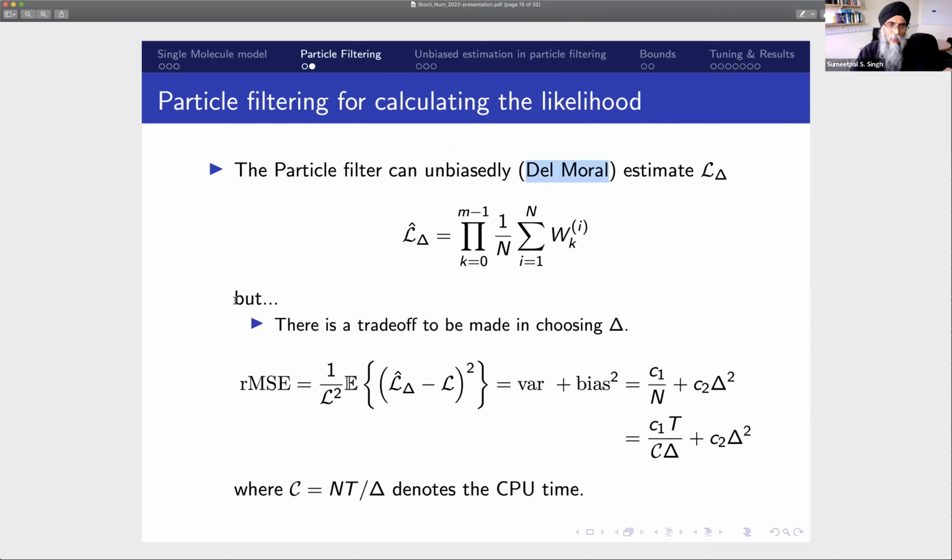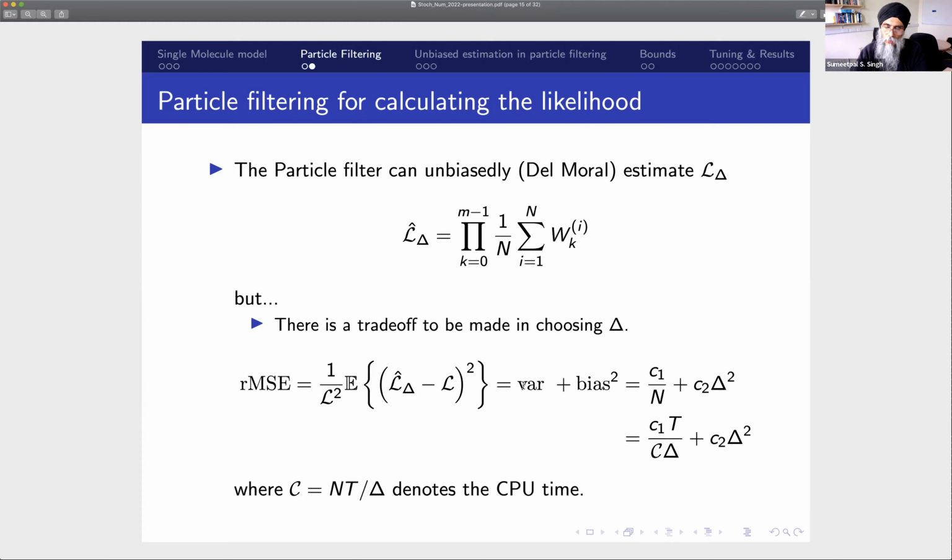But there is a trade-off. And what is that trade-off? Well, there is a trade-off in choosing delta. Let's look at what this means. I'm interested in computing, since I know this is biased, the mean square error of the estimate. So I want to subtract from the estimate the true value, compute this mean square error, and I'm just rescaling it by dividing by the true value.